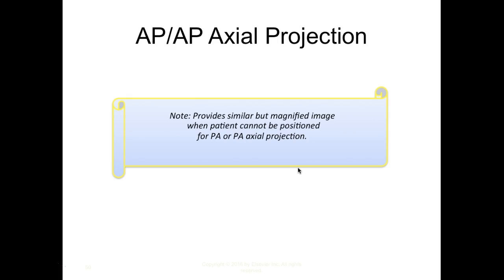All right, so we were just talking about PA axial projections. Now we're going to go into the AP and AP axial projection. So the difference is you're going from PA now to AP. So on your AP axial, what we're going to be doing is angling the opposite direction, right? So they're similar, but the AP, you're going to have magnification of your orbits, right?